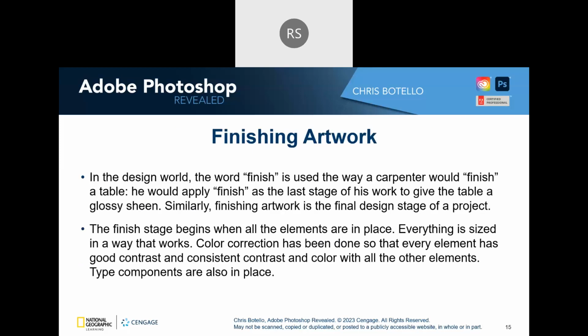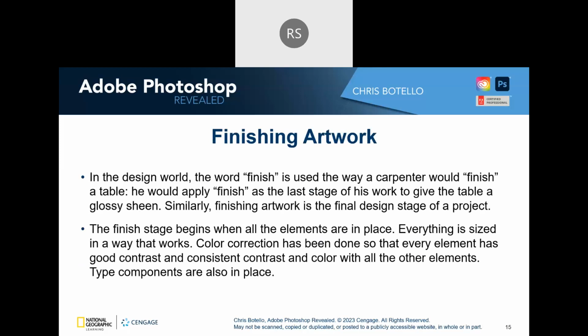When we're talking about design, in the design world, you have the word finish. The example they give is the way a carpenter would finish a table. He would apply the finish as the last stage to give a table a glossy sheen. This is how we similarly finish our artwork. Our finish stage begins when all the elements are in place. Everything is sized the way it works. Color correction has been done, so every element has good, consistent contrast and color with all the other elements. You also have all your tops in place.